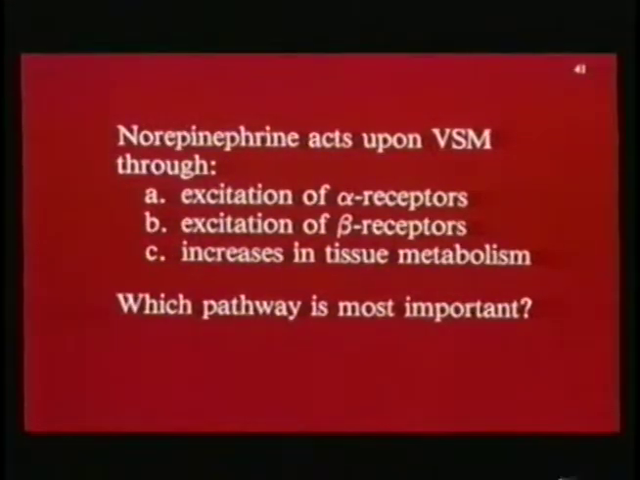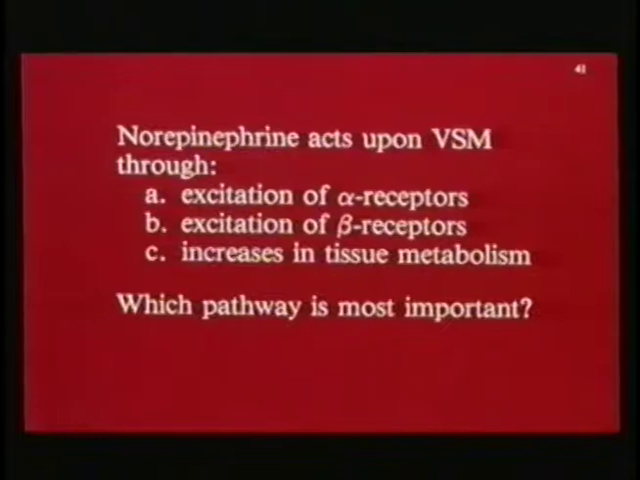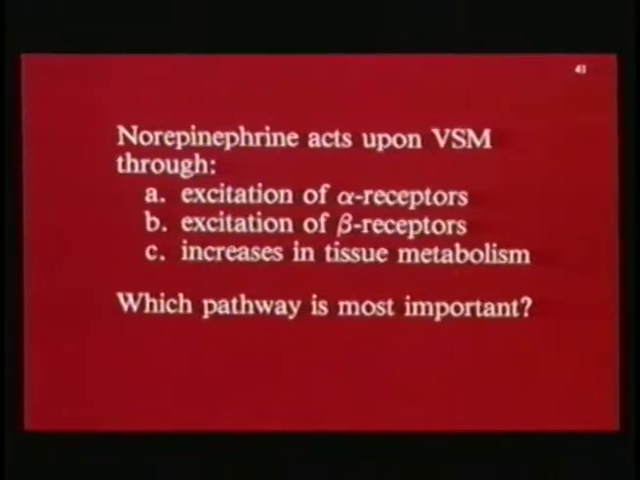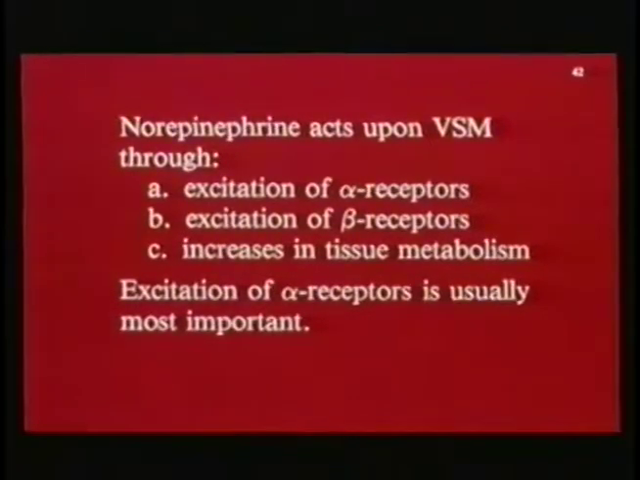41. Norepinephrine acts upon vascular smooth muscle through which of the following pathways? A. Excitation of alpha receptors. B. Excitation of beta receptors. C. Increases tissue metabolism. Which pathway is usually most important? 42. Norepinephrine acts upon vascular smooth muscle through all three pathways. Excitation of alpha receptors, choice A, is usually most important.